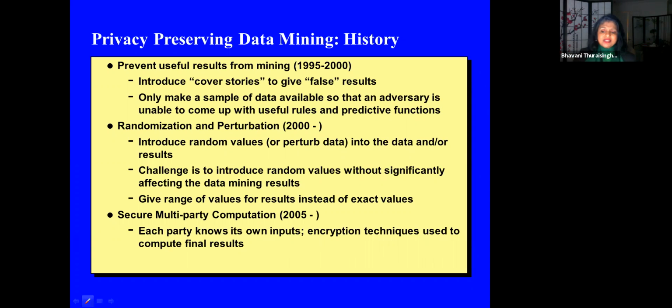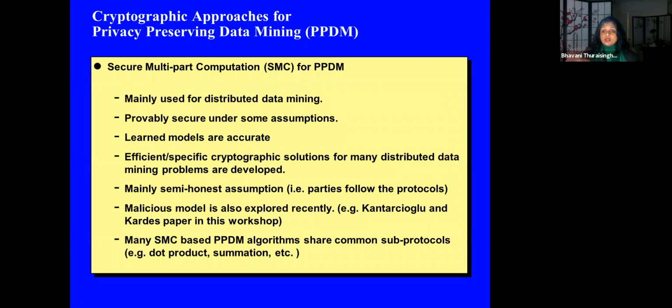So I will say these are rough dates, right? This I would say sometime around 2005 to now. So cryptographic approaches, as I said, I got some of these charts from Professor Murat Kantarcioglu, this particular one on secure multi-party computation. He's one of the experts on this topic.